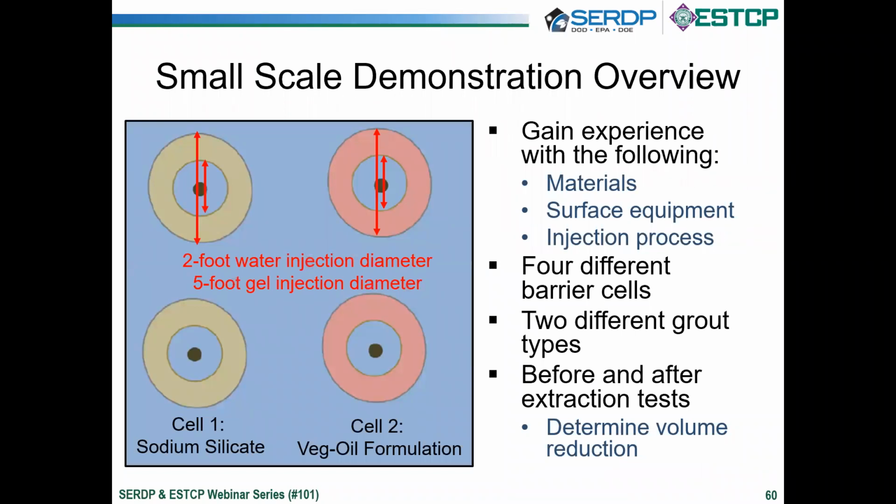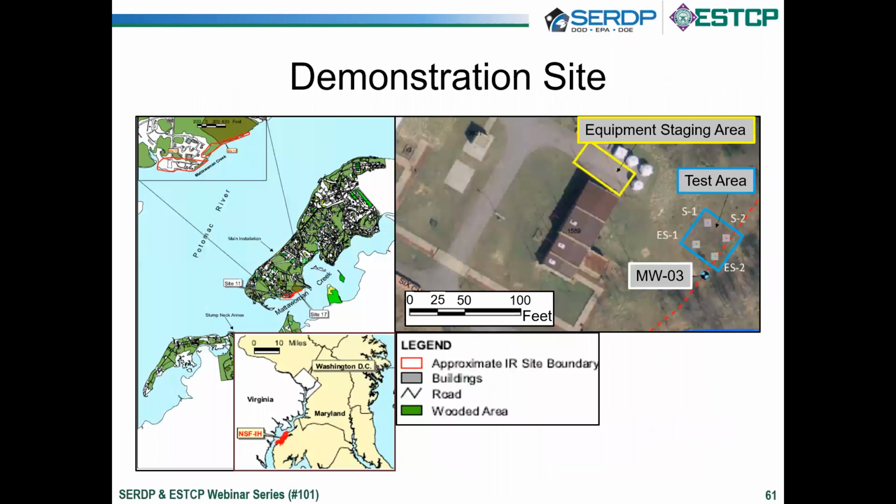This is an overview of the small-scale demonstration where the goal was to create 4 barrier cells using the 2 different grout materials. And each of these were created by injecting into multi-level injection wells in the center that spanned about a 20-foot thick zone. So overall, we wanted to gain experience with the materials, the mixing, and the injection process. Now, this demo was done at the Indian Head site in Maryland in a clean area. And the site generally consisted of about silts and clays and was on the low end of the applicability of using sodium silicate grout at about 10 to the -4 centimeters per second.